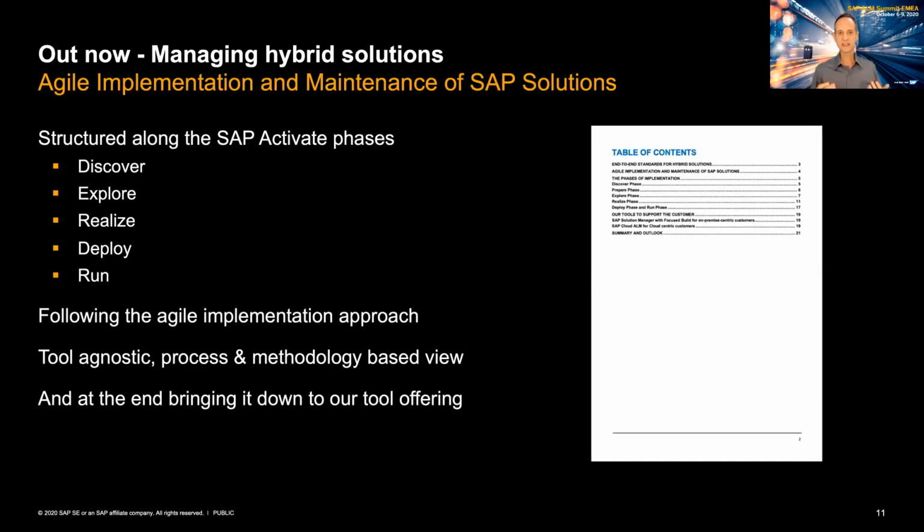SAP Activate is SAP's methodology on how to do implementation and how to do operations for an SAP solution. It's structured in 5 phases: discovery, explore, realize, deploy, and run. We said, let's stick with these phases. The idea of our white paper was not to really go into phases and explain Activate. I think the Activate colleagues do this much better than us. We said, let's focus on the actual implementation activities. In the past, we called it the solution build activities that are necessary in order to get a solution running and keep it running at the end.